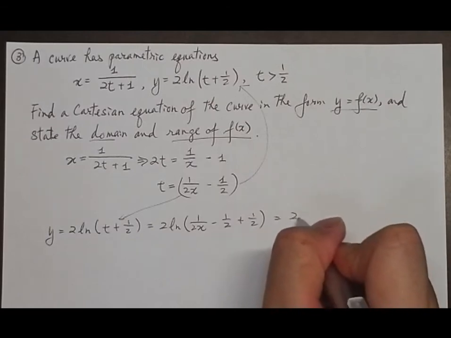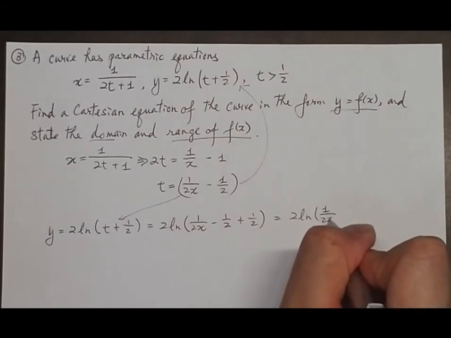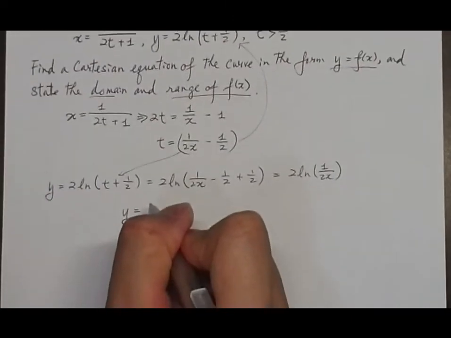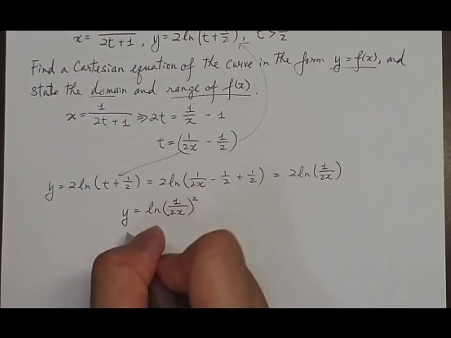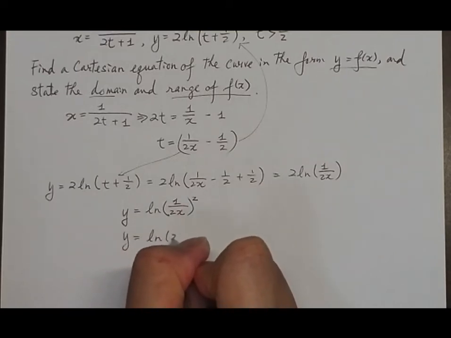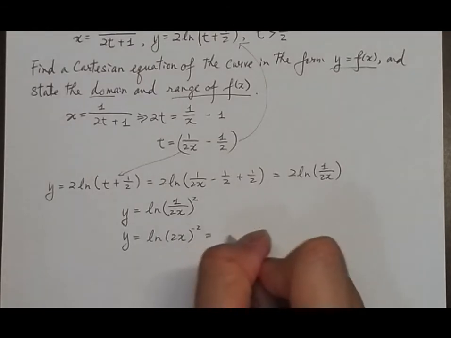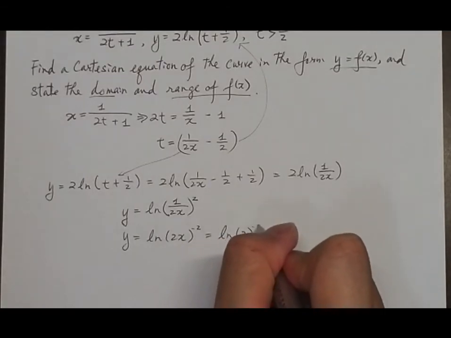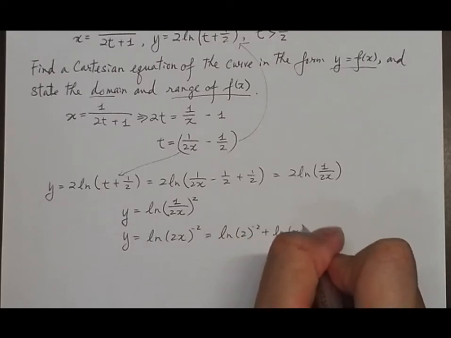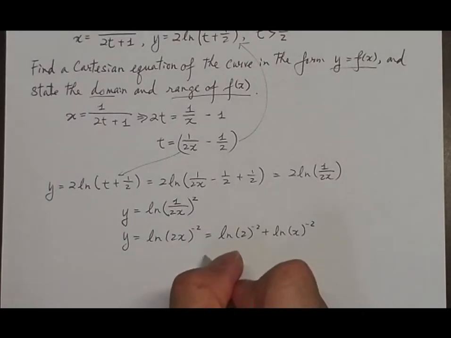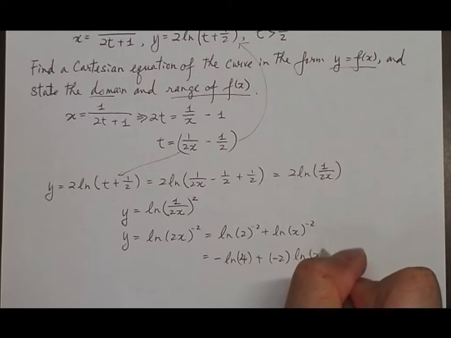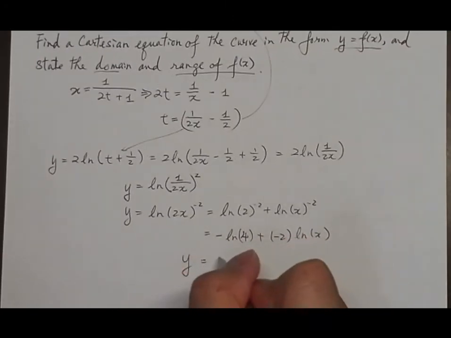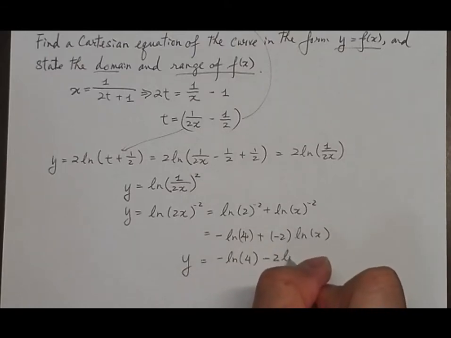So y is equal to 2 log 1 over 2x. So y is equal to log 1 over 2x to the square, and y is equal to log 2x to the minus 2. So it's log 2 to the minus 2 plus log x to the minus 2. And 2 to the minus 2, so it's equal to minus log 4 plus minus 2 log x. So y is actually equal to minus log 4 minus 2 log x.